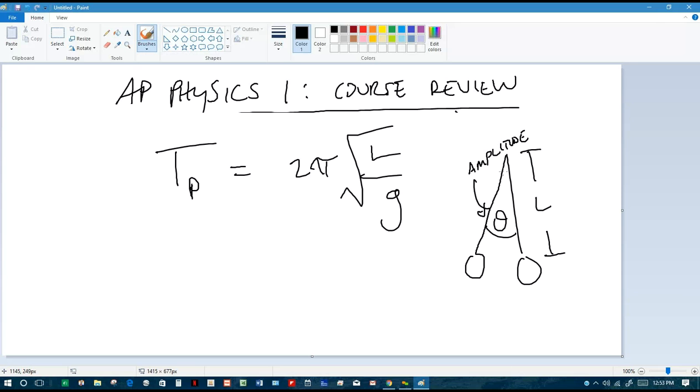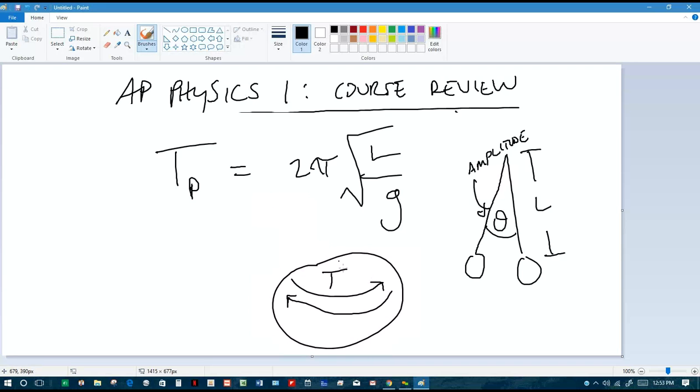And the period is independent of how far back you bring it before you release it. You can bring it back just a few inches and have a very small theta and release it. It might take 5 seconds to go all the way there and all the way back. That's called 1 cycle, and that amount of time is called the period. All the way there and all the way back is the period of a pendulum.